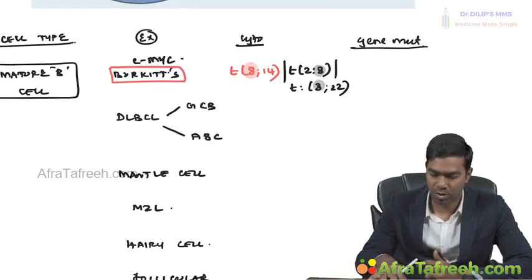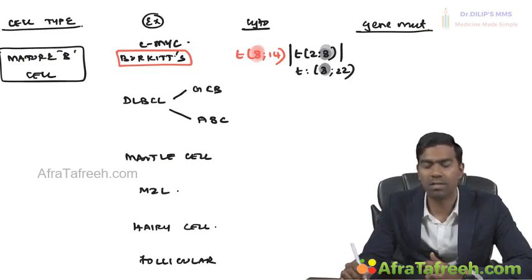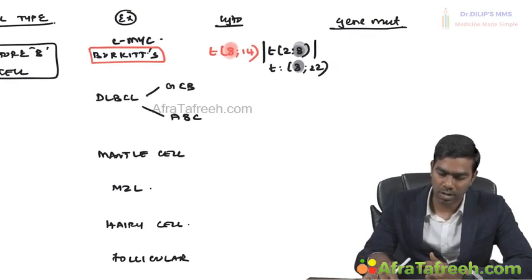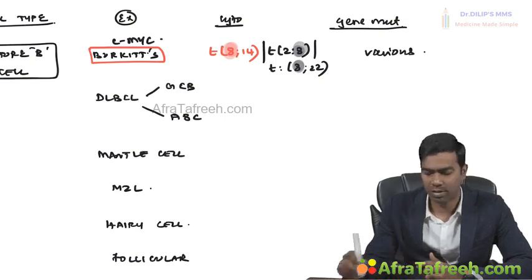Let us come back to the original one. So that's why I told you this MYC gene amplification, this chromosome number 8 where the MYC gene is present, is very, very important for Burkitt's. And there are so many genetic mutations which we cannot really list.